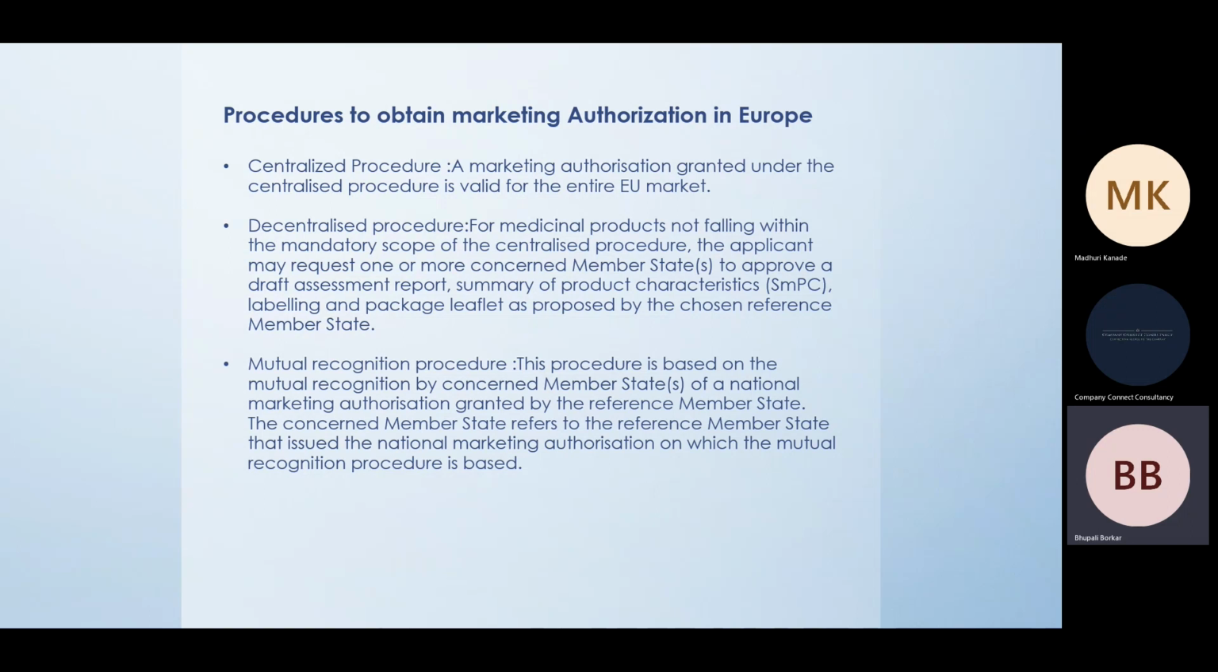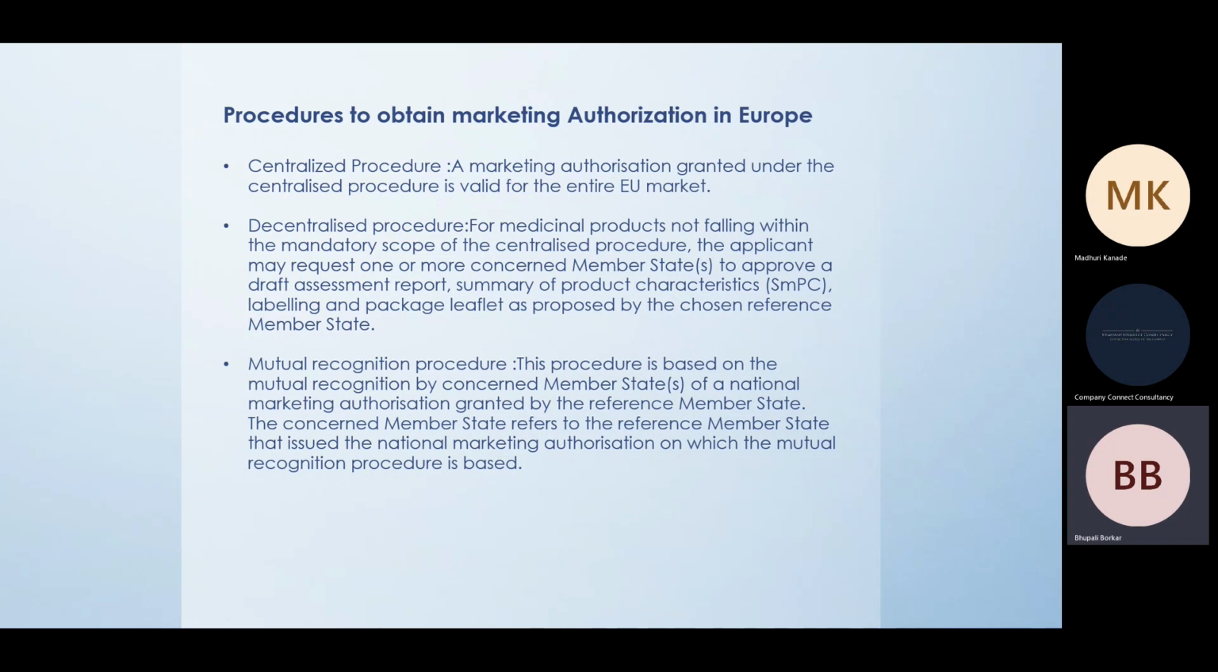The next is the mutual recognition procedure, or what we call the MRP procedure. This procedure is based on the mutual recognition by the concerned member states of a national marketing authorization granted by the reference member state. The concerned member state refers to the reference member state that issues the national marketing authorization on which the mutual recognition procedure is based.